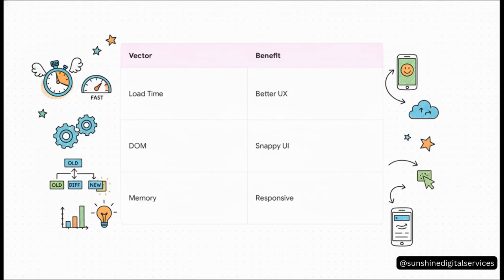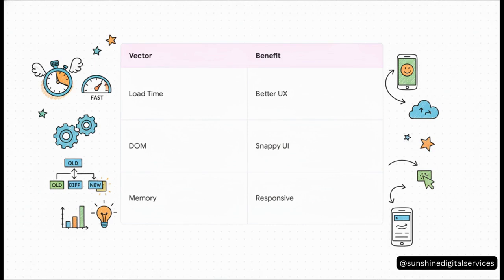Let's break down exactly how this plays out across a few key performance vectors. First up, faster load times. Because of that tiny size, mobile users, especially those on limited networks, get a massively enhanced experience, which directly decreases your bounce rates. I mean, if they don't have to wait, they don't leave. Next, we've got efficient DOM updates.